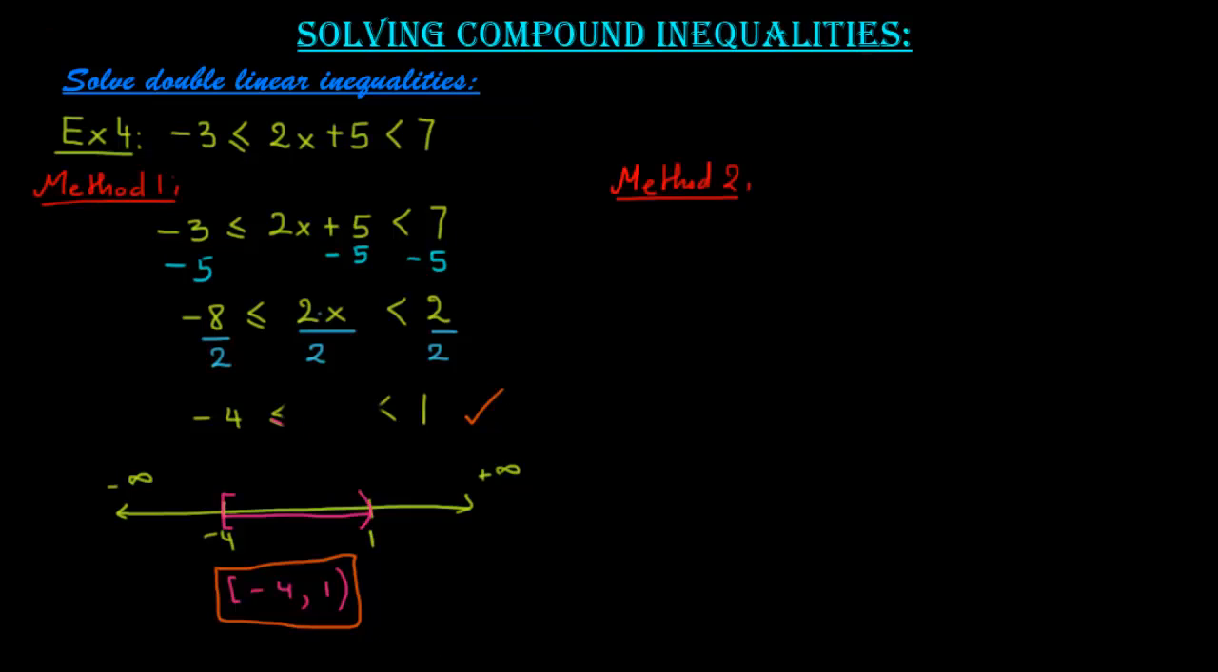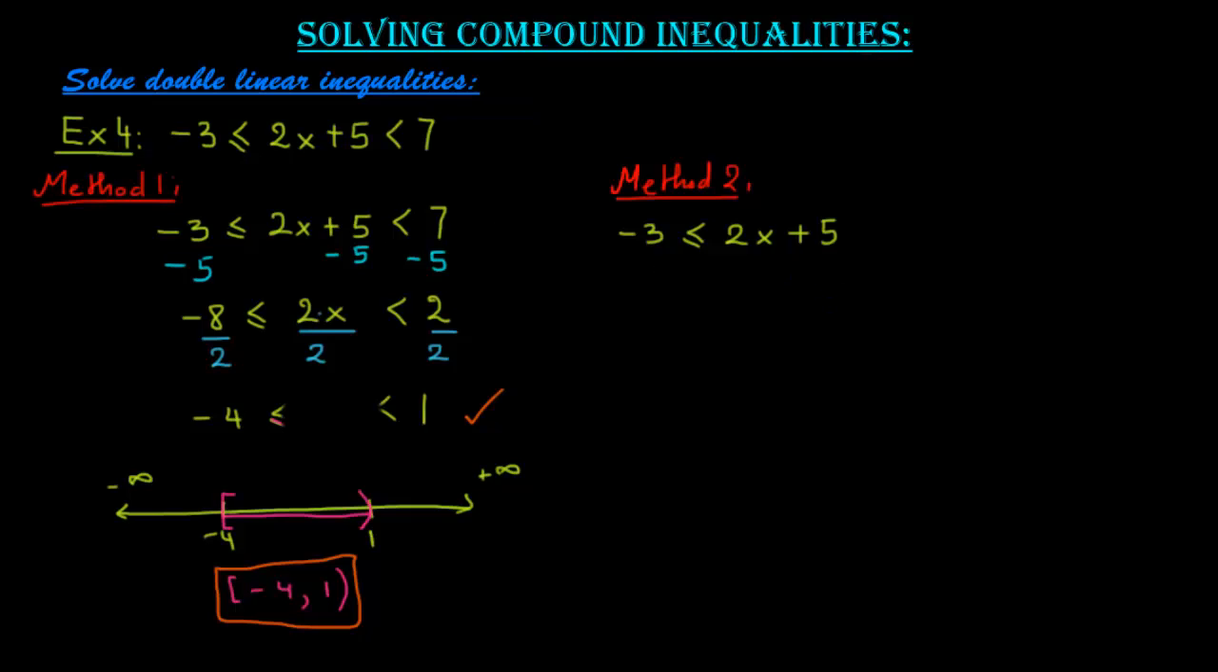So now let's go over this problem by method 2. To solve this by method 2, the idea is we will cover one side of this double linear inequality. Let's say, looking at the problem, I'm going to cover less than or equal to 7. Then we have -3 less than or equal to 2x plus 5. So we're going to copy that one down as my first inequality.